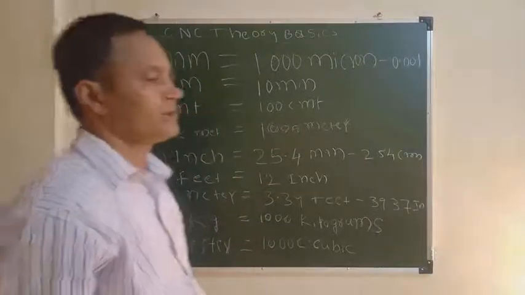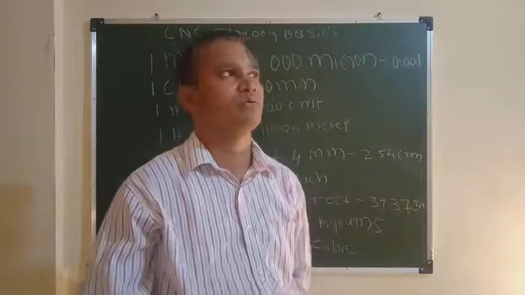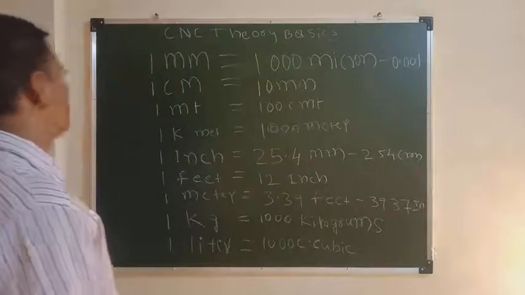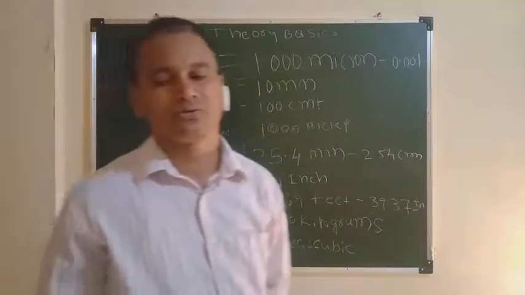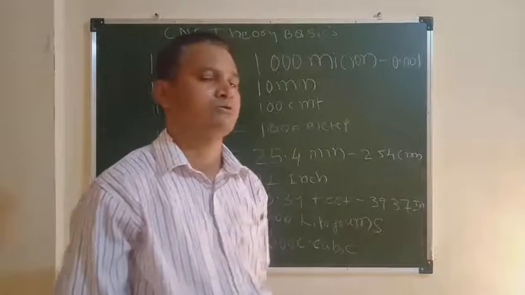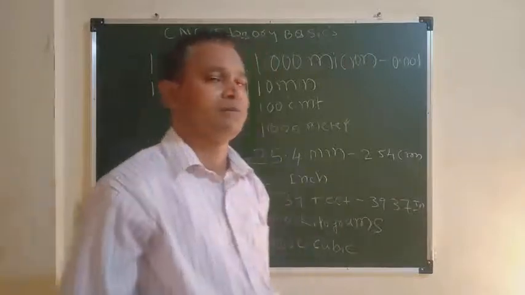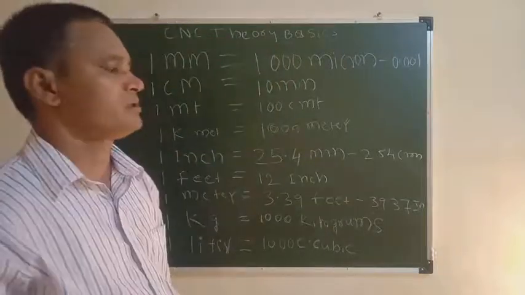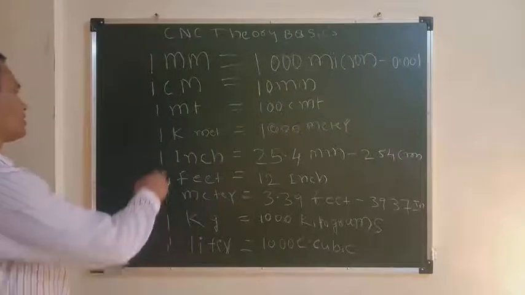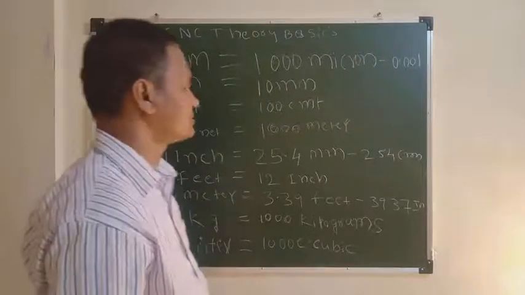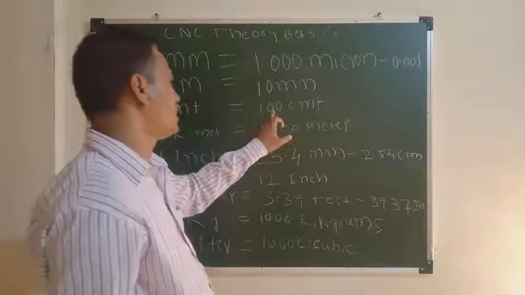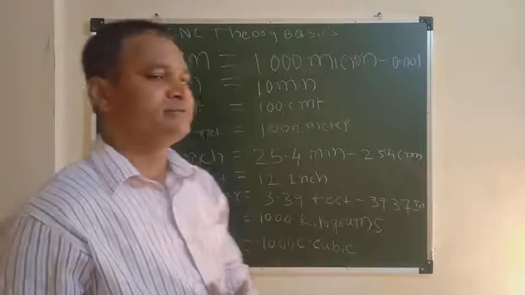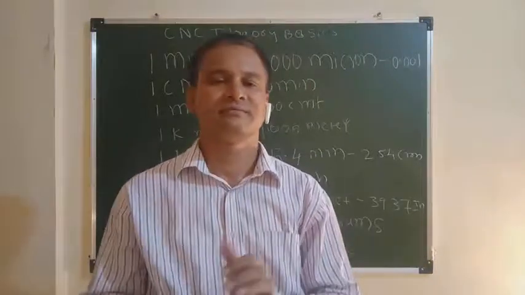1 centimeter is equal to 10 mm. Next, 1 meter is equal to 1000 centimeters. 1 kilometer is equal to 1000 meters. 1 meter is equal to 1000 mm. Now, 1 inch is equal to how many mm?